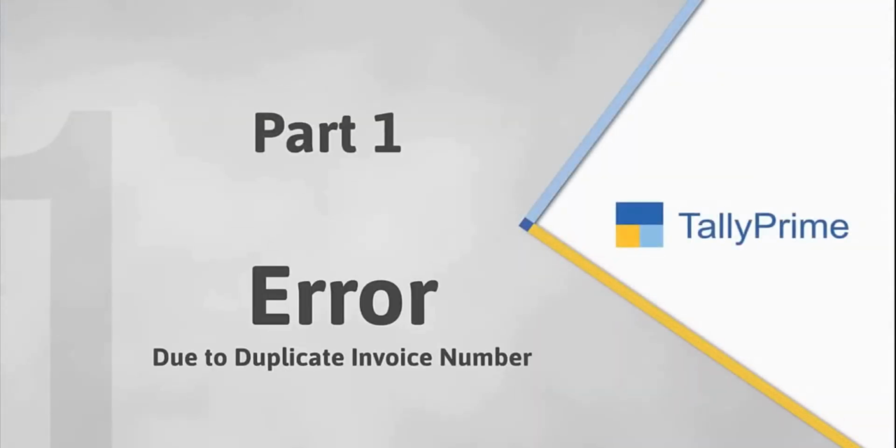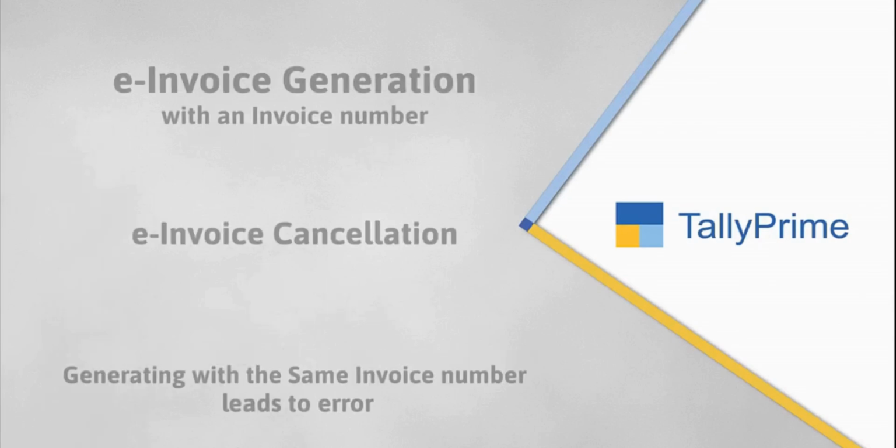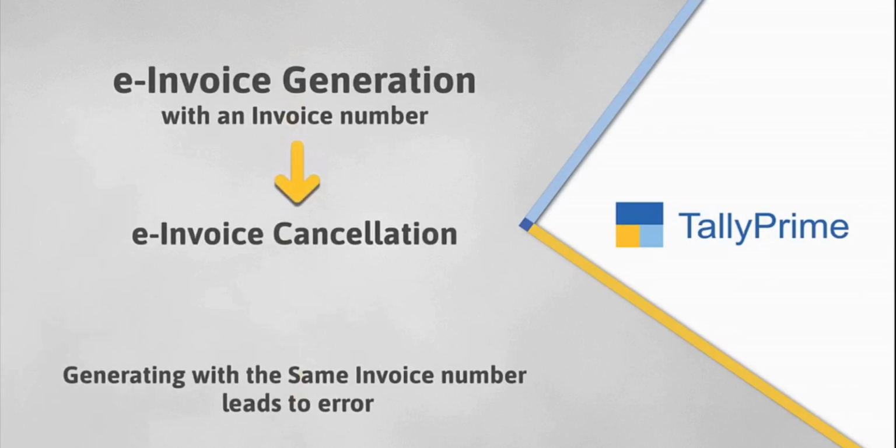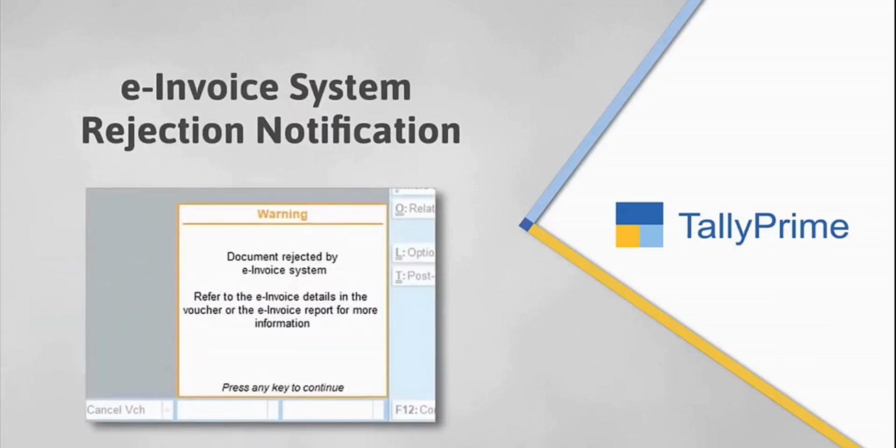Now, let us first look at the error that occurs due to a duplicate invoice number. Consider that you had generated an e-invoice for a transaction with an invoice number. Thereafter, you had to cancel the invoice or you just created a new voucher with the same invoice number. In such a case, when you try to generate an e-invoice for the transaction, the e-invoice system rejects it.